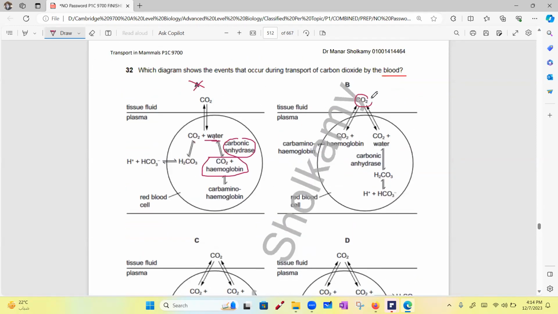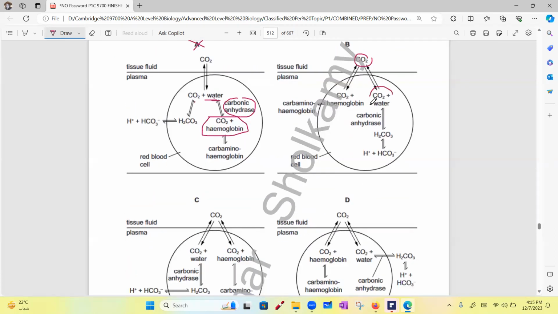Okay, now let's look at B. I have carbon dioxide. If it enters the red blood cell, the carbon dioxide will react with water. And there's another option. The carbon dioxide can react with hemoglobin to give me carbaminohemoglobin. Is this right or wrong? Something is not correct here. The carbaminohemoglobin, there are two arrows. The carbaminohemoglobin is either outside the red blood cell or inside the red blood cell. The hemoglobin, does it ever go outside the red blood cell? No.